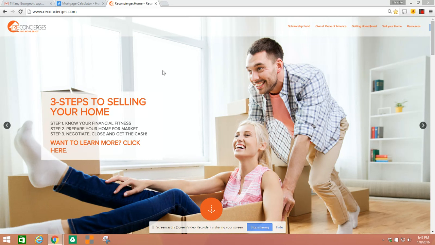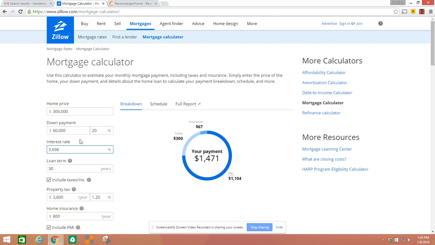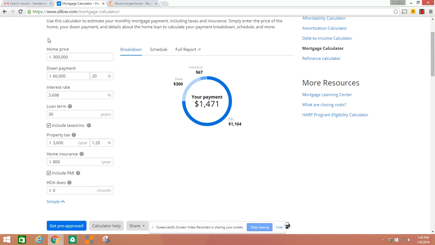Welcome to a lesson on how to fill in a mortgage calculator. So we're going to go over here to our Zillow mortgage calculator. There are so many of these on the web. I find this one to be very helpful, because essentially you want to know the whole meat and potatoes.